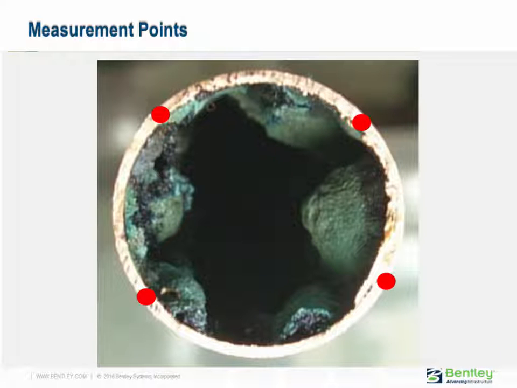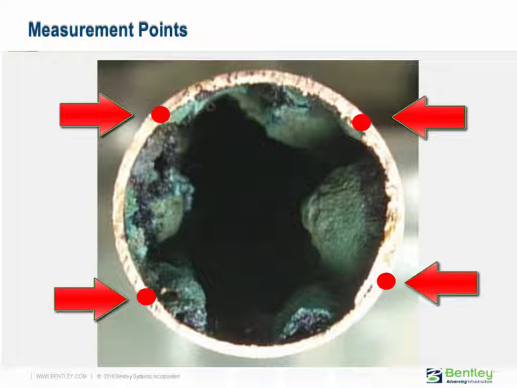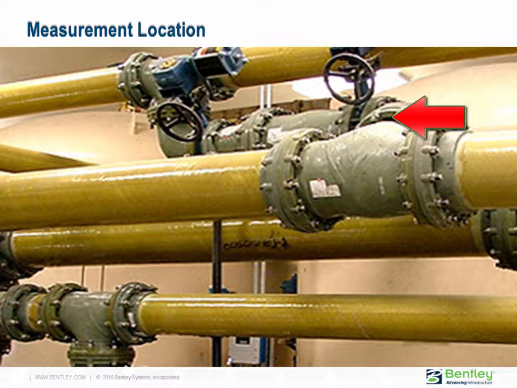Another example is the condition of piping, where the thinning of the pipe wall can be indicative of degradation or deterioration. In this case, it is not sufficient to measure a single point on the piping, as not all sections of piping degrade at the same rate or in the same way.